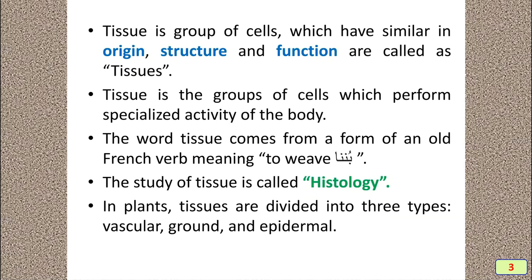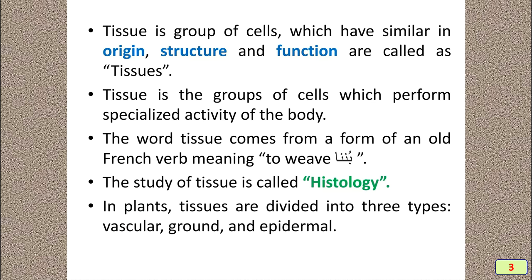So what is a tissue? It's a group of cells which are similar in origin, structure and function, and they are together and called a tissue. So in general, tissue means a collection of similar types of cells. It's a group of cells which perform a specialized activity in the body.